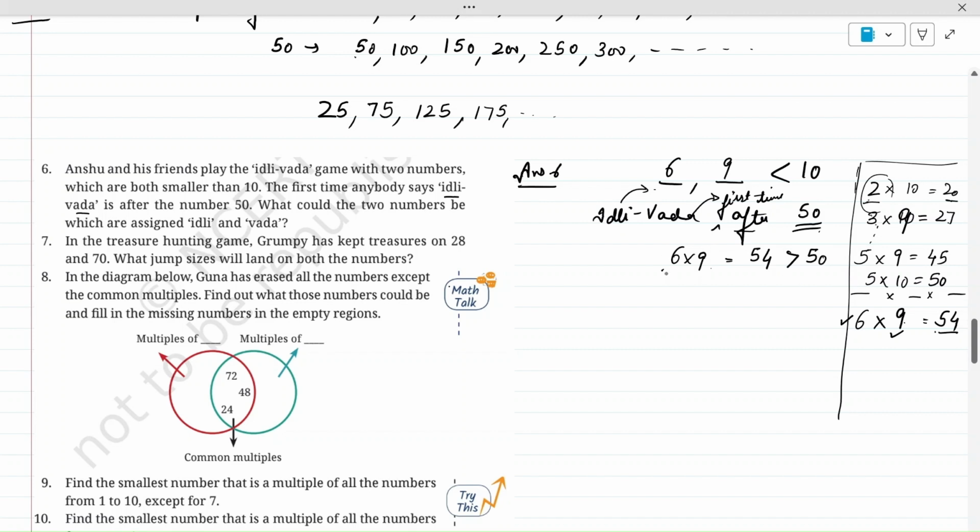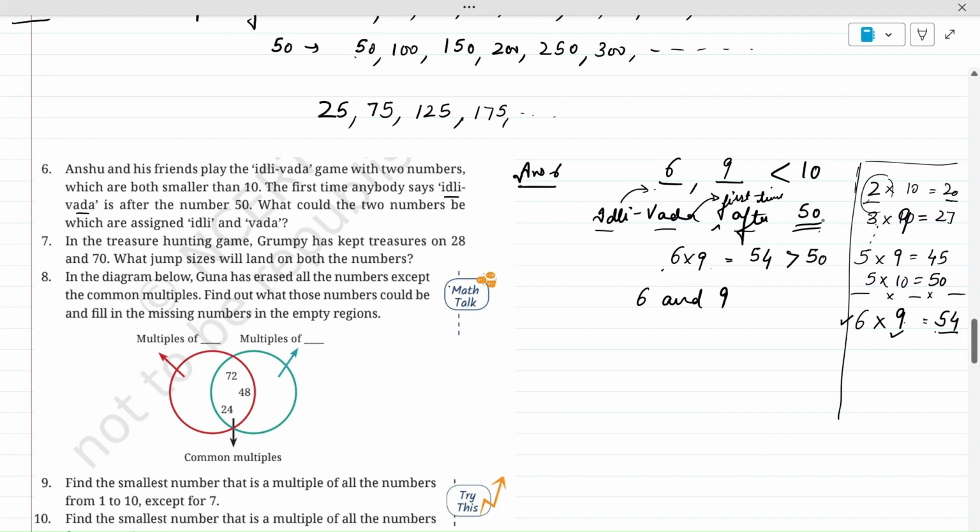At this multiple, only idli vada would be said. So the numbers are 6 and 9. These are the two numbers. I hope you understand this, but again I will repeat it for you. We have to find two numbers which are less than 10, and for their product, the very first time idli vada would be said, it should be greater than 50.